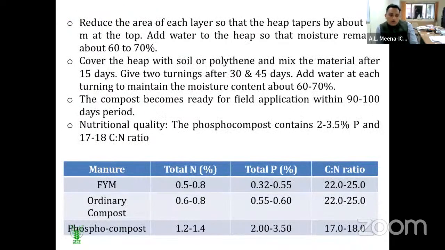So for the final product, if we compare FYM, ordinary compost, and phosphocompost, the nitrogen percent in FYM is 0.5 to 0.8%, depending on the material used for preparation of the FYM. Ordinary compost contains 0.6 to 0.8%, but phosphocompost contains 1.2 to 1.4% of nitrogen. In the case of total phosphorus, phosphocompost contains 2 to 3.5% phosphorus, and the C:N ratio is 17 to 80.